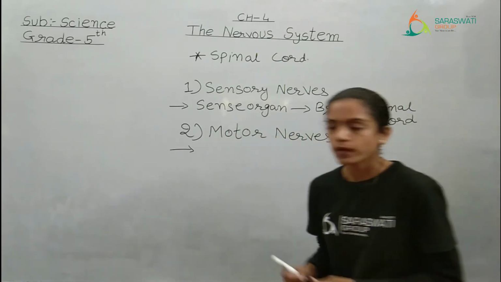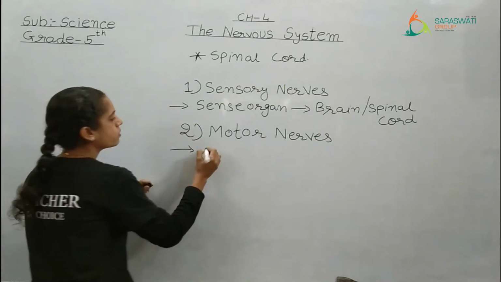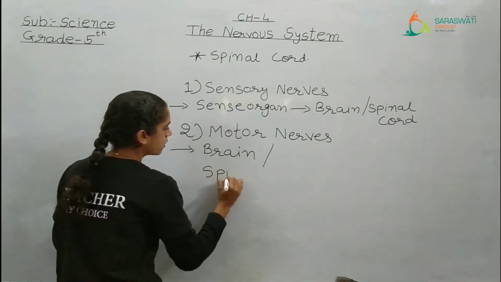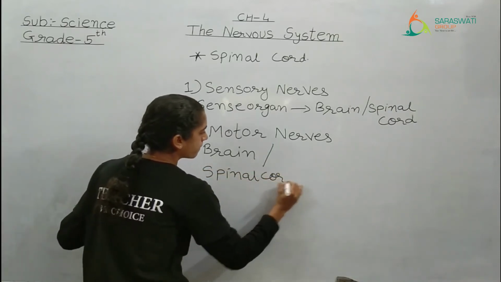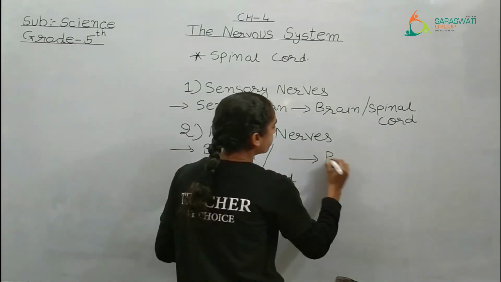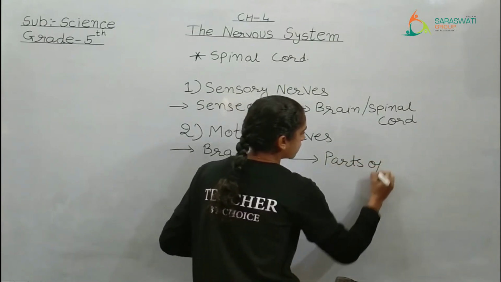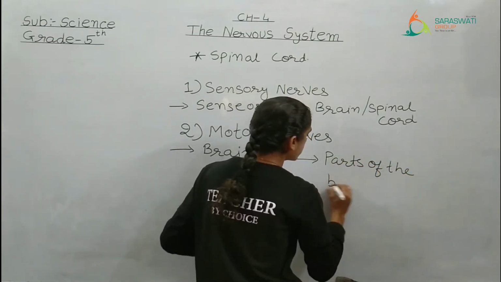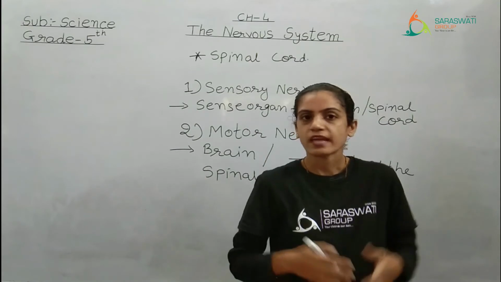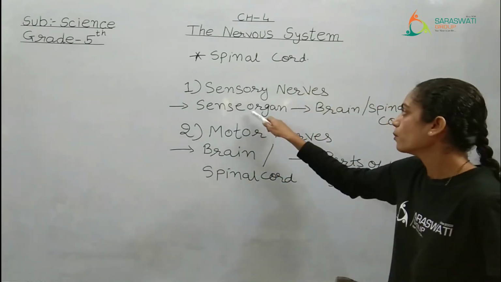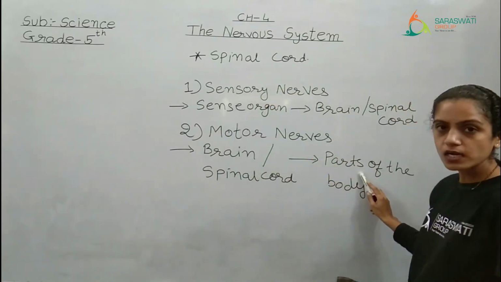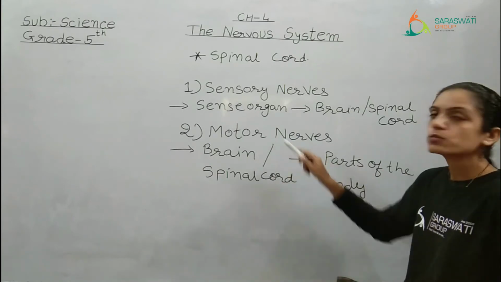Motor nerves. Right? So, the main function of the motor nerve is to take the message from the brain or spinal cord and pass that message back to the parts of the body. Parts of the body means it can be organ, muscles, tissue, or cell. Right? So from organ to brain, sensory nerves; from brain to parts of the body or organs of the body, that is motor nerves.